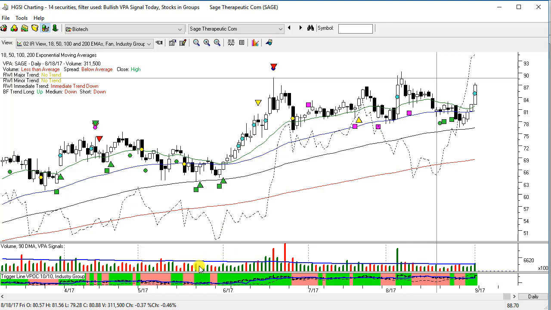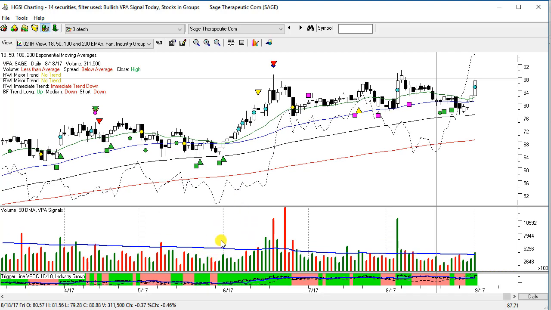Now, if I go back over here and look, notice how quiet it was in here when this was being accumulated, how quiet it was on the volume, but the stock started moving up and the volume started increasing also. So that was confirming the cause, the volume, and the effect during this run right here.